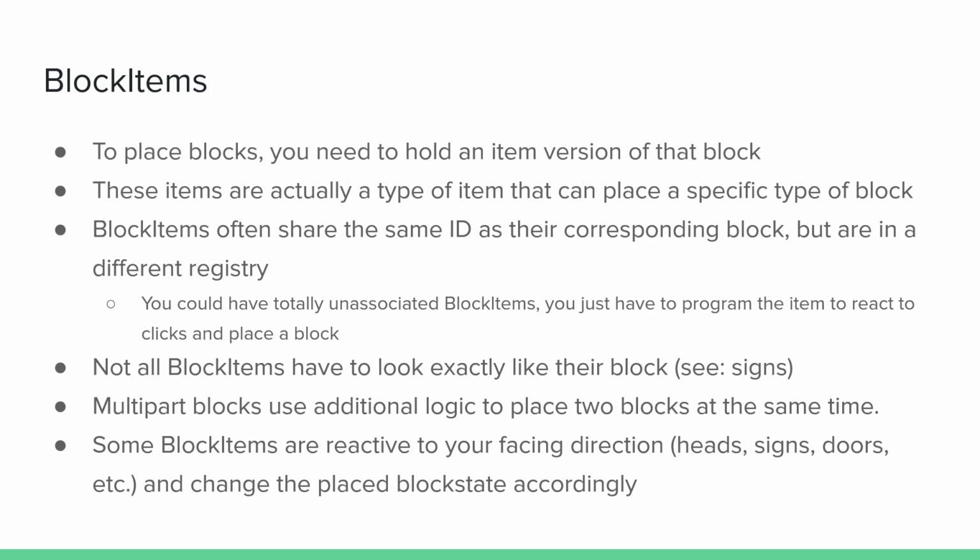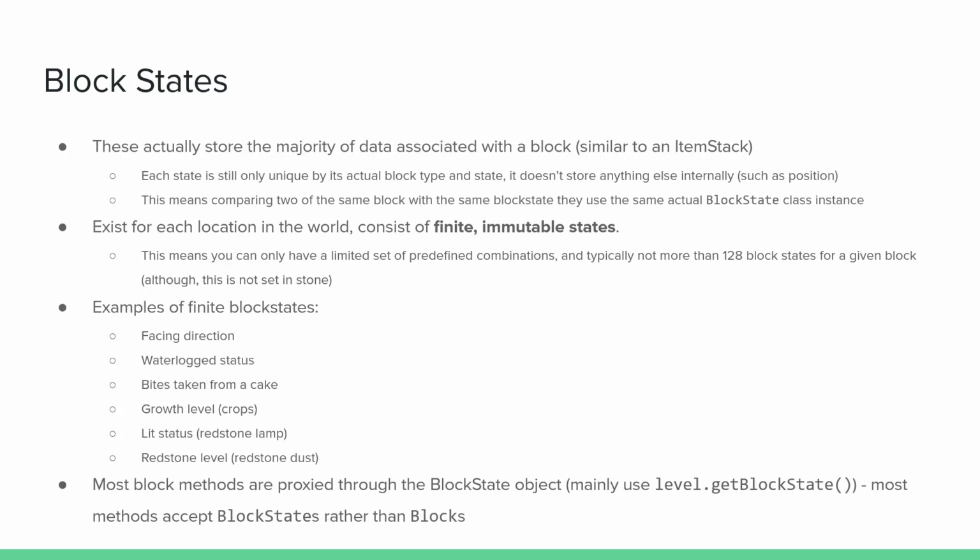So multi-part blocks can use additional logic to place the two blocks at the same time. Like a door that places two block states at the same time when you right-click on the ground, and it has its own placement logic to determine that it's a valid location. And some blocks are reactive to your facing direction, like signs, and they change the block state that you're placing based on that. And then you have block states.